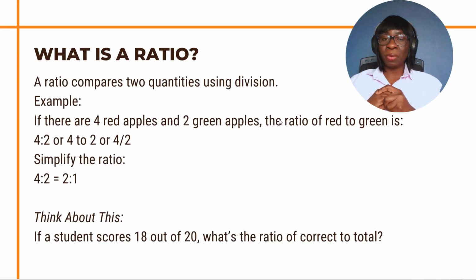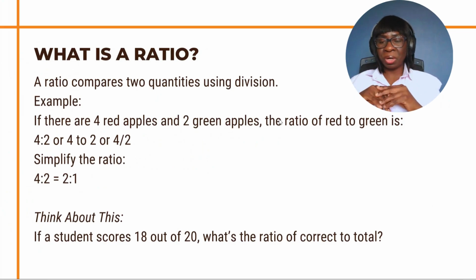So what is a ratio? A ratio compares two quantities using division. We compare two quantities just like you said. A ratio has a colon in between, so it is comparing the first quantity with the second one.